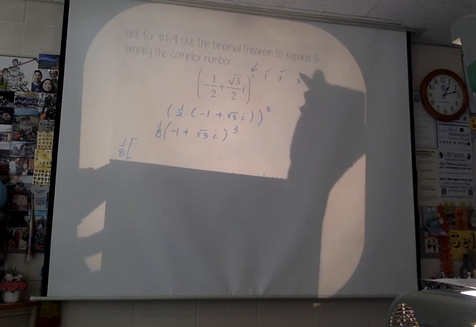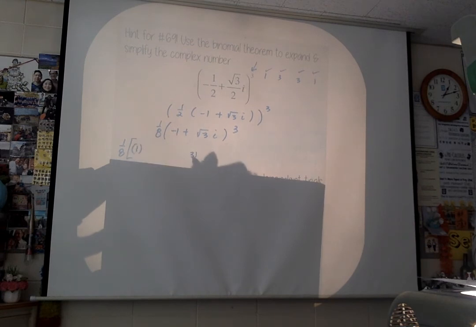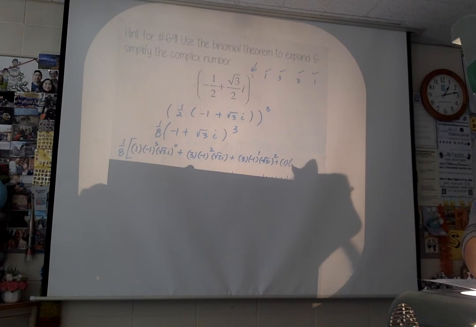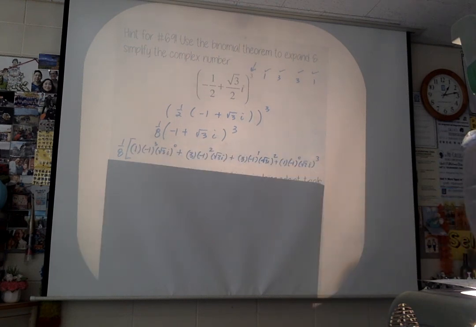So I'll do the first few with you. You know the coefficients are 1, 3, 3, 1, right? So you know it's 1. You have a 3. You have a 3. And you have a 1. Write the rest of it out. So first one's going to be -1 to the what power? 3rd power, right? And your other term is going to be root 3 i to the 0 power, plus 3 times -1 squared, root 3 i to the 1 power, plus 3 times -1 to the 1st power. Next one's going to be root 3 i to the 2nd power, right? Plus 1 times -1 to the 0 power, root 3 i to the 3rd power. And you have all your 3's here, okay?